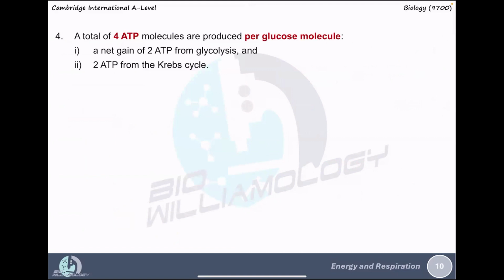A total of 4 ATP molecules can be produced per glucose molecule. In glycolysis, we will have a net gain of 2 ATP, and another 2 ATP are produced from the Krebs cycle during this substrate-level phosphorylation, or substrate-linked phosphorylation.